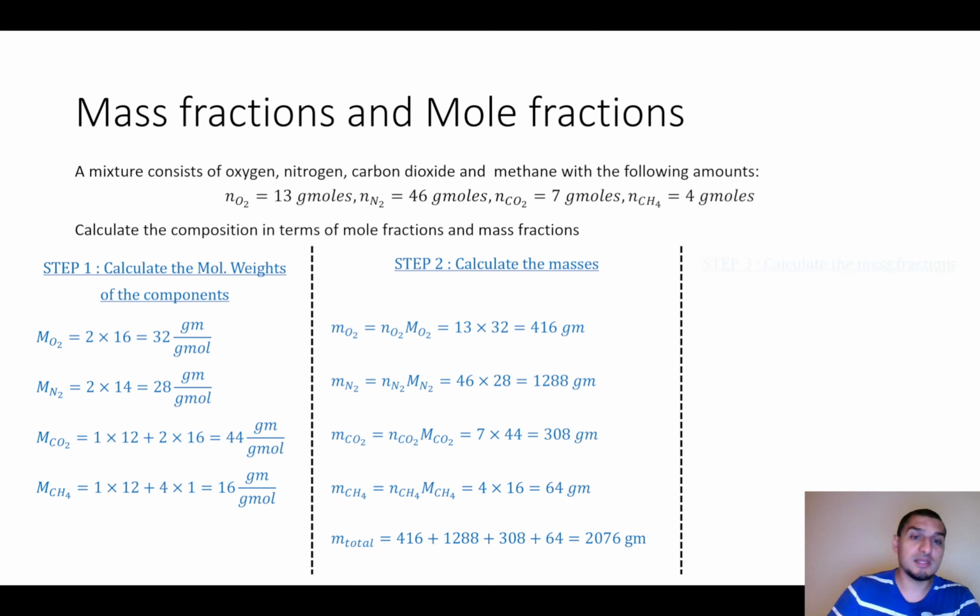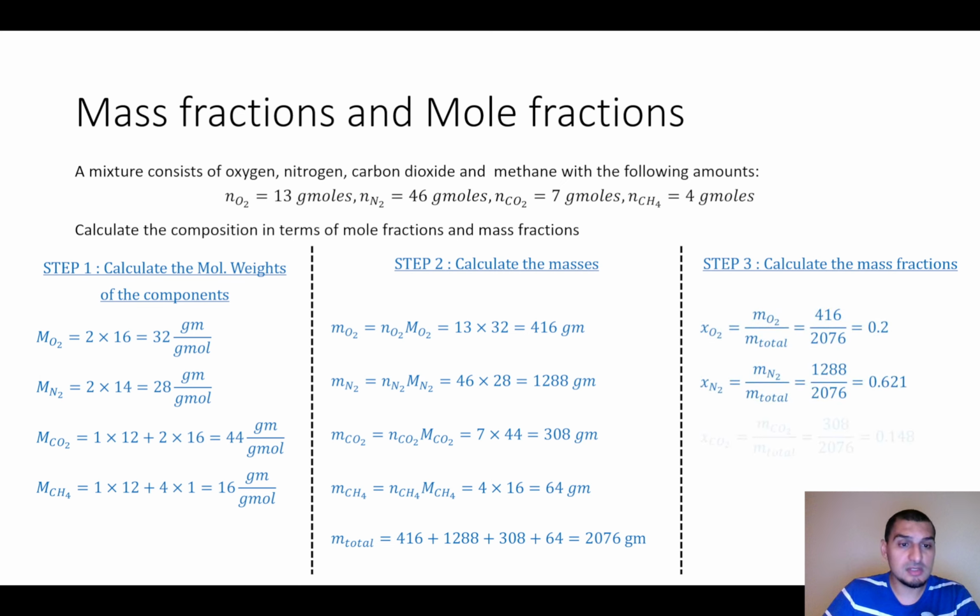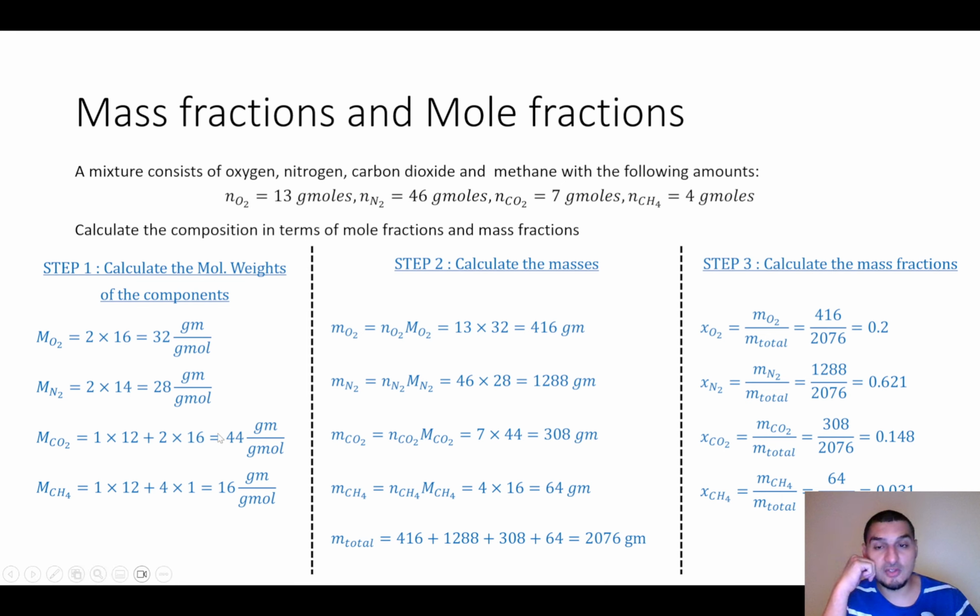So from this I can calculate the mass fraction, which is M over M total. So I'll do this for the 4 components, and now I have mass over the total mass, which is the mass fraction. So this is simply how we can do this, given that I know the number of moles of all the components. So this is a very important point that must be clear.